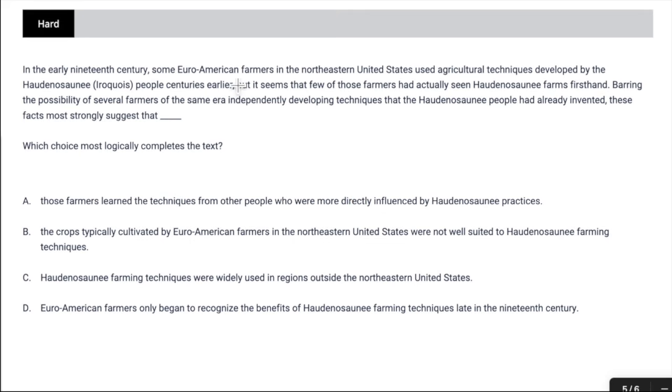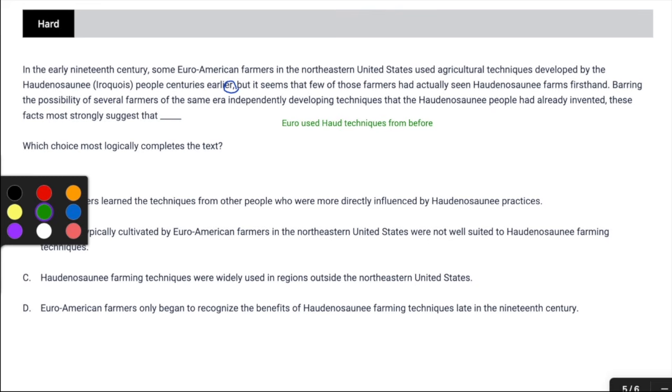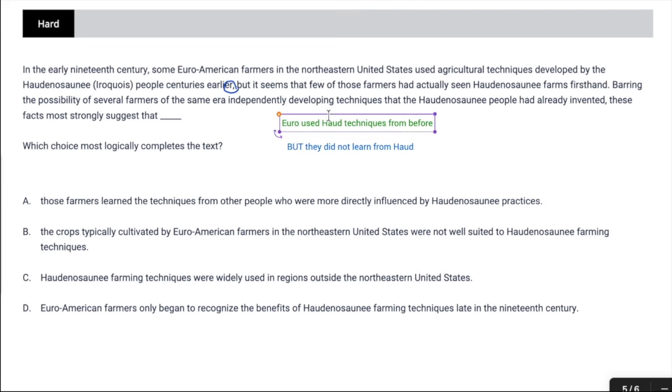All right, and for this one, I'm actually stopping at the comma because our sentence with the blank space starts right here. So I could definitely do 2 notes for this one, but I'll stick with 3 notes just for the sake of the video. All right, my first note is Euro used HOD techniques from before. At this point, I'm not going to explain myself because I think you should understand as long as you read the text. And then here, but they did not learn it from the HOD people. Again, emphasizing that but. And then finally, my prediction.